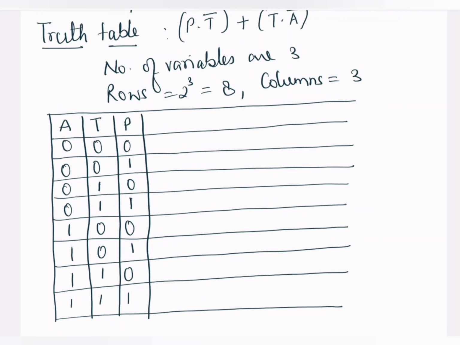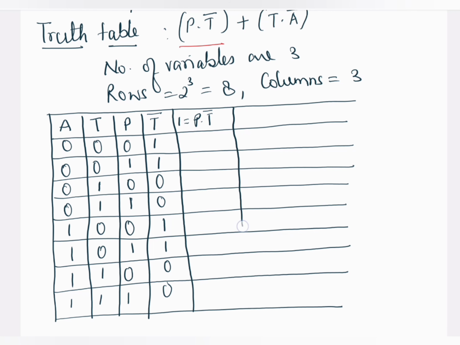Now let's take the first one. If we want to solve the first one, which is this one, we need the complement or the NOT of T. So let's make the NOT of T first. It's opposite. So 1, 1, 0, 0, 1, 1, and 0, 0. This will help us to combine the first expression, which is, let's name it as 1, is equal to P dot T complement. So we have to take this and this. P dot, it's multiplication, 0, 1, 0, 0, 0, 1, 0, and 0.